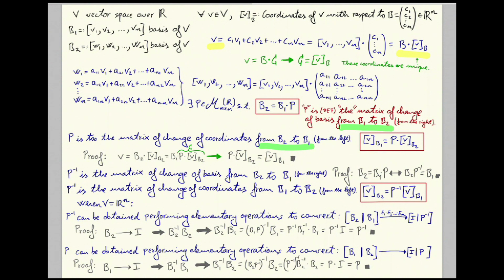Because if you want to move always from 1 to 2, you will have to use this P for bases and the inverse of this P for coordinates. Because it is the inverse of P that will change from the coordinates with respect to B1 to the coordinates with respect to B2.